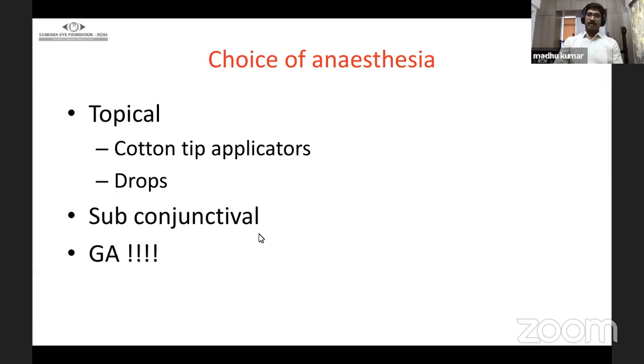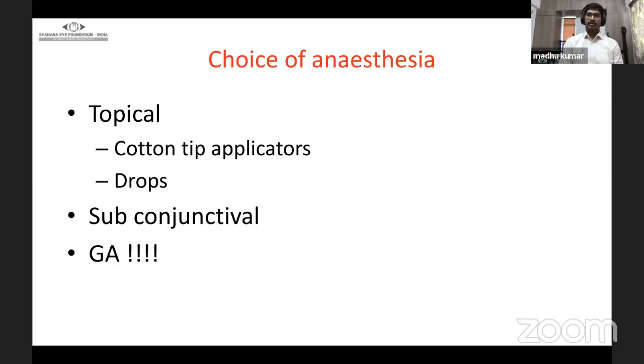So coming to the choice of anesthesia, usually it is topical. In 99% of the cases, we use topical anesthesia, which is in the form of drops. Proparacaine or lidocaine can be used. The cotton tip applicators have certain advantages with regard to injection-related conjunctival bleed, and the pressure receptors are also taken care of, so the patient theoretically will have lesser pain. Subconjunctival can be given in certain patients.